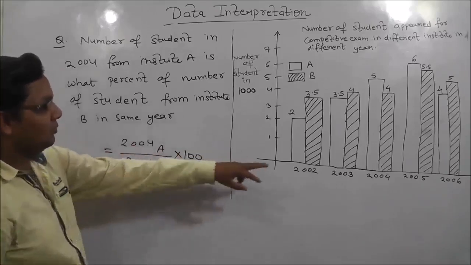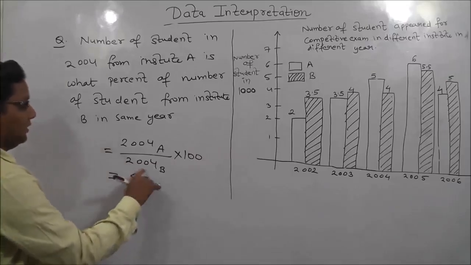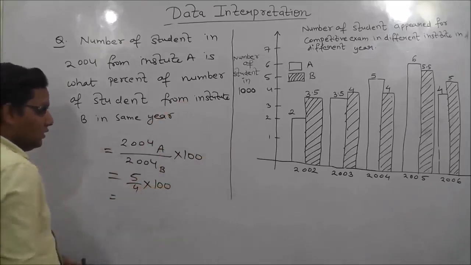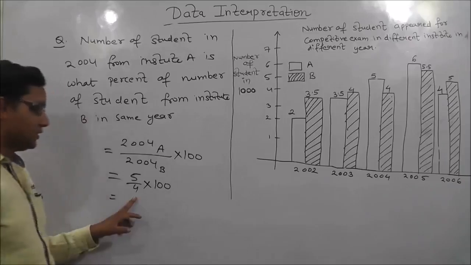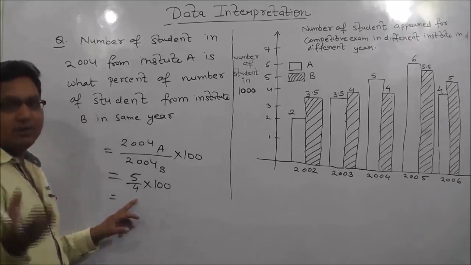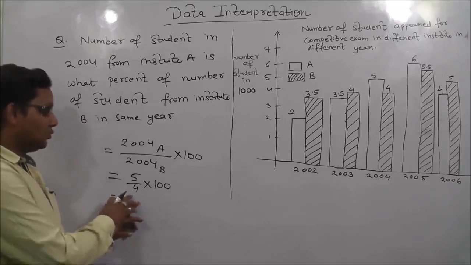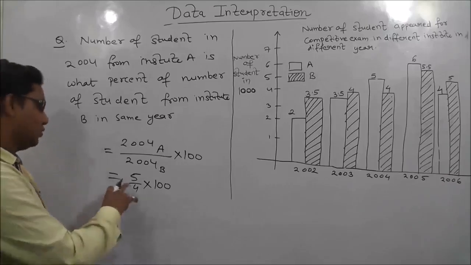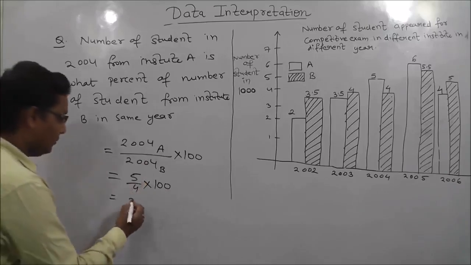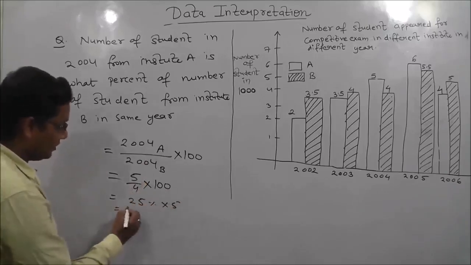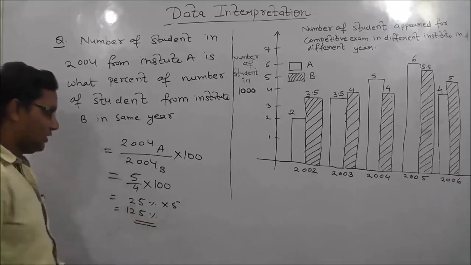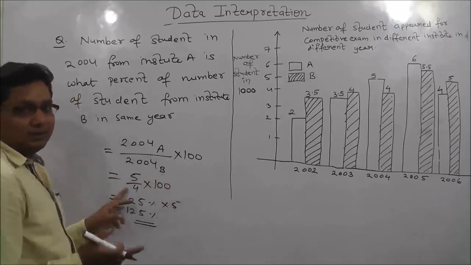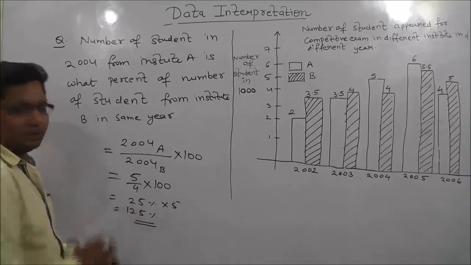So 2004 A is how much? That is 5. And 2004 B is how much? 4. So 5 by 4 into 100. Okay, so we know that from the fraction concept. We have learned in fast trick maths the fraction concept. So 1 by 4th is how much percent? 25%. So 1 by 4 into 5, that is 25% into 5, that is 125%. So by use of fractions also we can calculate that. Because 1 by 4 of 100 is 25, so 25 into 5, that is 125%.